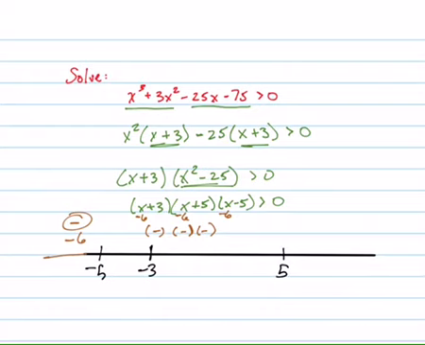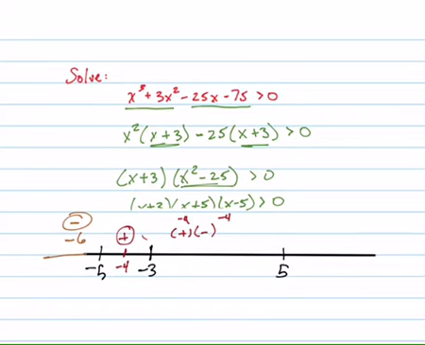For the next region, I'm going to pick negative 4, which is the easiest point to find. When I plug negative 4 in for x in all of those places, negative 4, negative 4, negative 4, I get a negative times a positive times a negative, which works out to a positive. So in that region it's plus, it's above the x-axis.